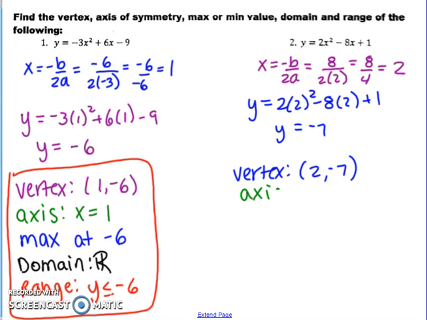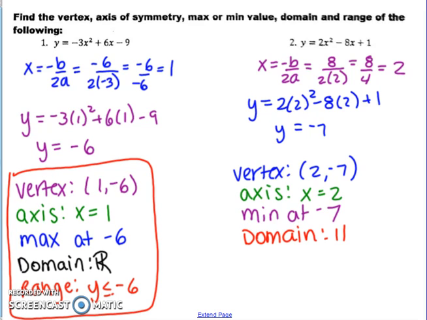My axis of symmetry will be x equals 2. This opens up because a is positive, so it's going to have a minimum at negative 7. The domain is going to be all real numbers, since it's a quadratic. And then the range, since this opens up, we're going to have y is greater than or equal to the y value of the vertex, which is negative 7.